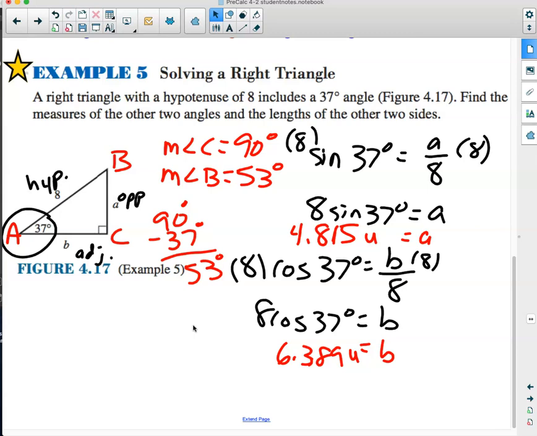So again, the key here is trying not to use something that you found and may have made a mistake. Go back to the original because it'll increase your chances that you'd actually get one of them right, even if you made a mistake on the other one. Alrighty.